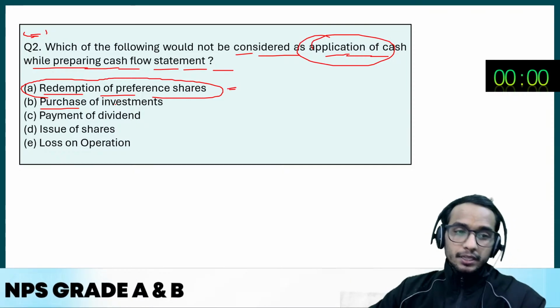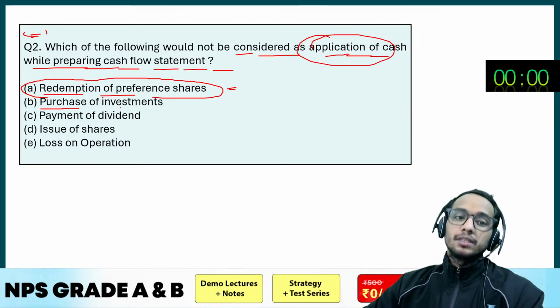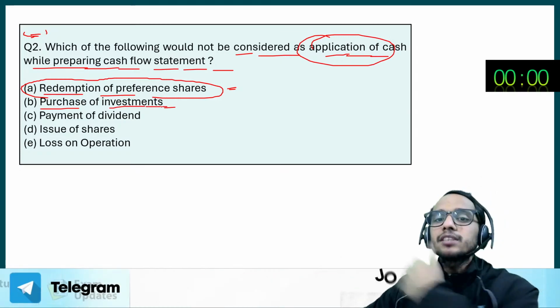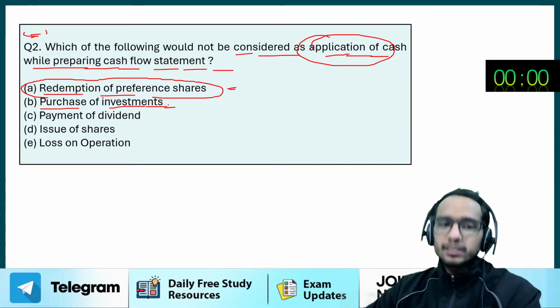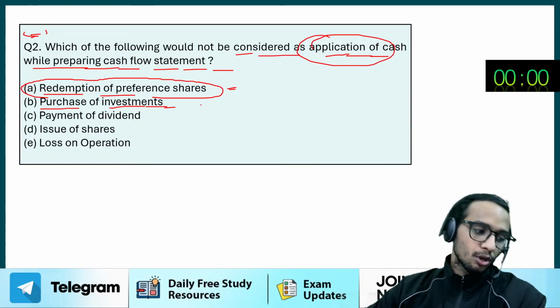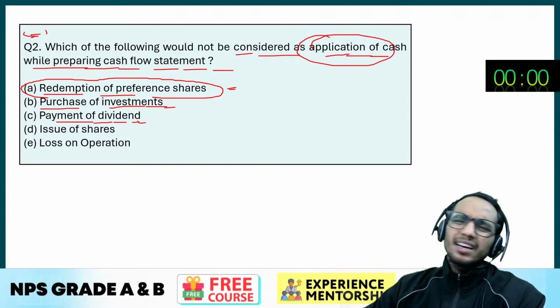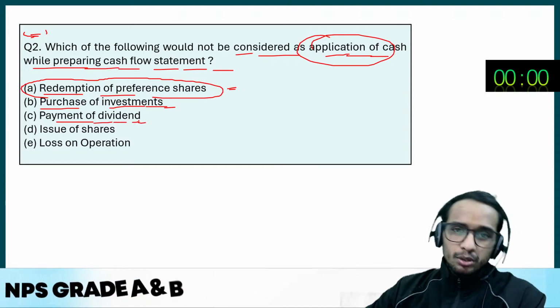Second option says purchase of investments. Now again, you are purchasing the investment. That means you are spending something, right? You are utilizing your cash. Again, it would be an application of cash. Then we have the payment of dividend. Again, you are using your cash, so it is also the application of cash.